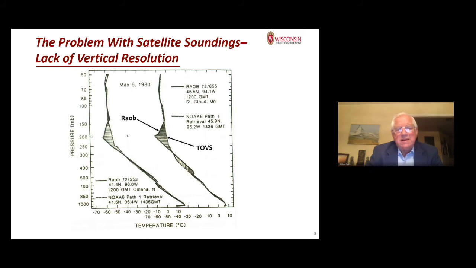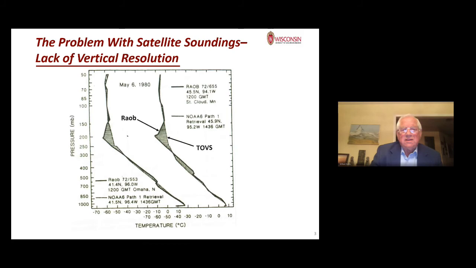That's shown here on this diagram, which shows a comparison with the TOVS, the TIROS Operational Vertical Sounder, which had about 20 spectral channels, but the sounding from that device is very smooth. Whereas if you compare that to a radiosonde that was launched beneath the satellite, you see much more structure. This is because the vertical resolution of the satellite is very coarse. Those weighting functions are very, very broad, as you saw in the previous figure.